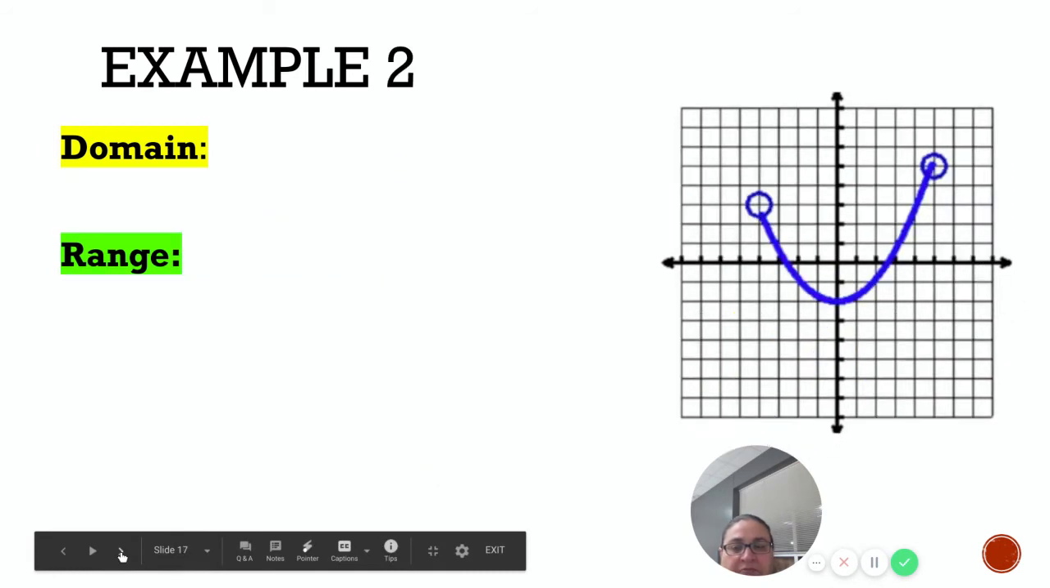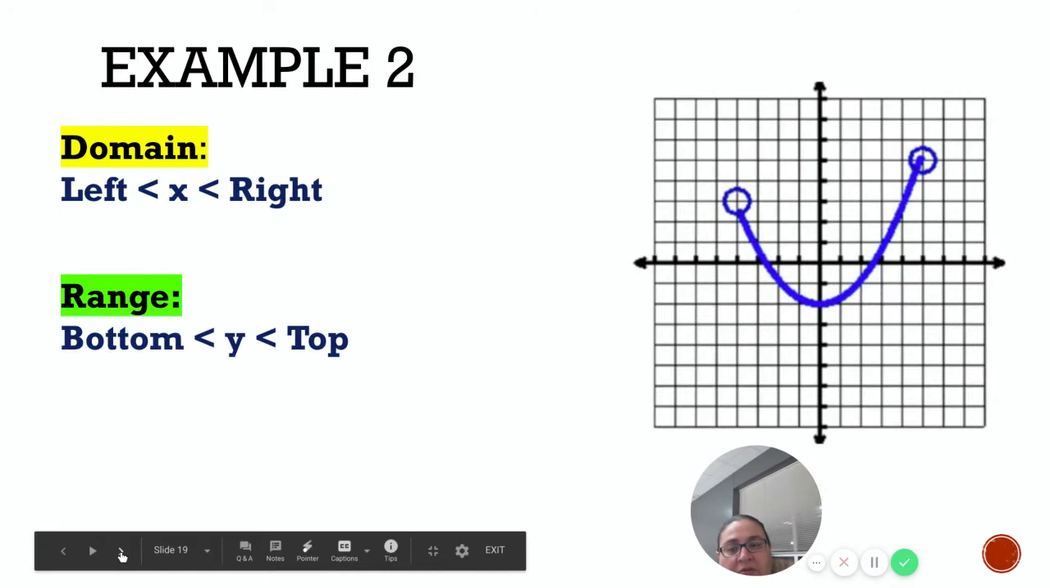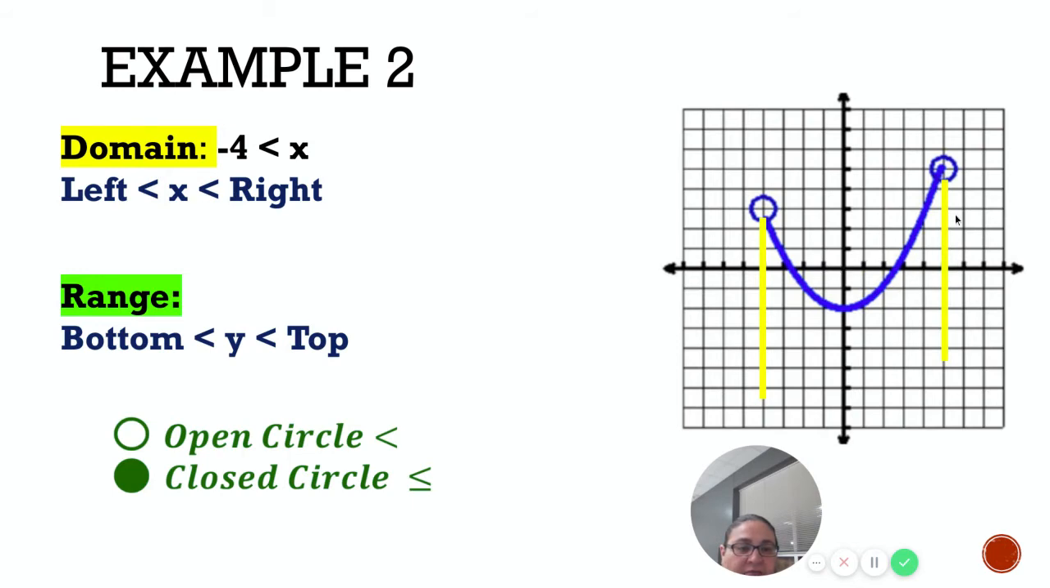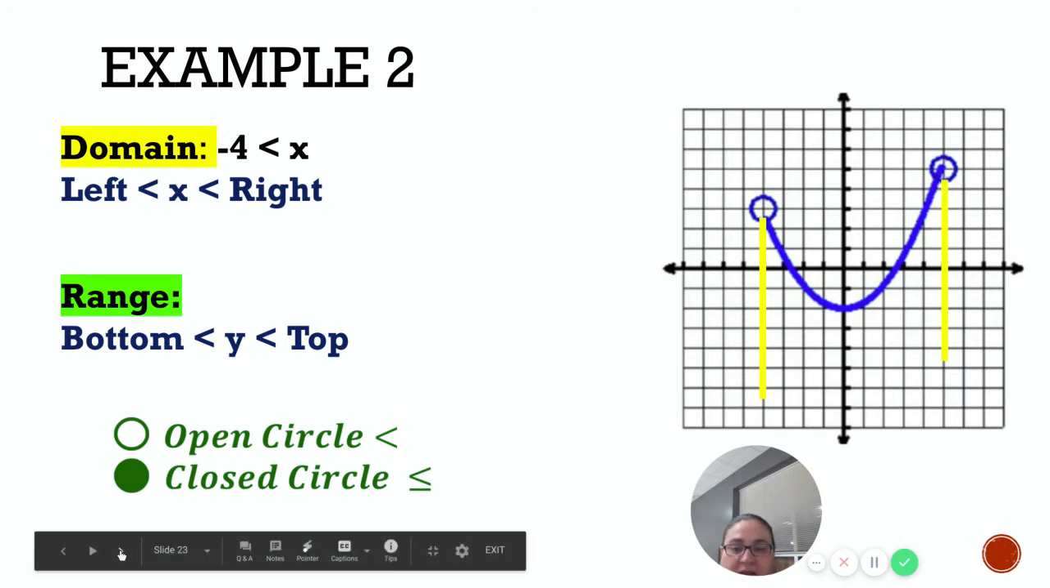Next example. Again, domain is left to right, range is bottom to top. So furthest to the left, I see that I have an open circle at -4. Because it is an open circle, I use less than. And if you notice, furthest to the left, the x value is what I'm worried about right now, is -4. And then I put an x. Furthest to the right, I look at the x value of where this graph hits. Again, it's an open circle, so I know it's less than, and the x value is 5.